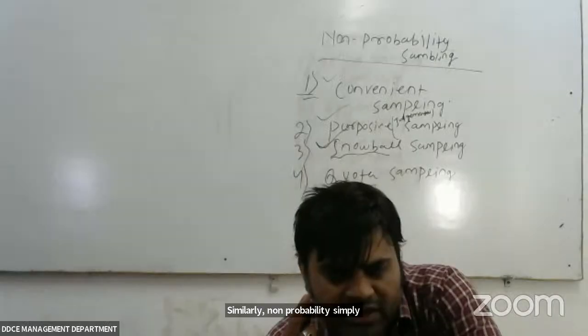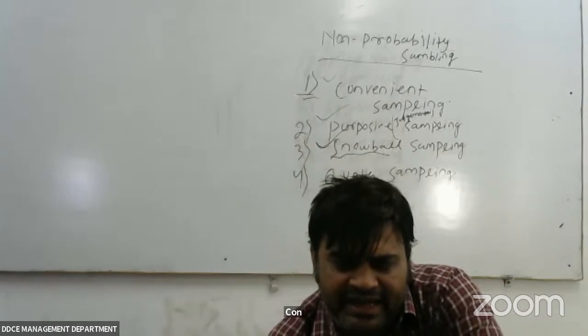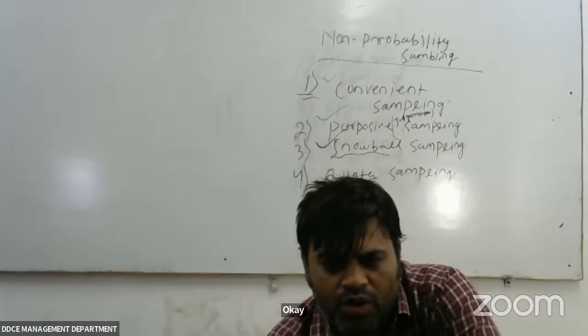Similarly, in non-probability sampling, number one is convenient. The word itself is telling that this is biased. Convenient means what?